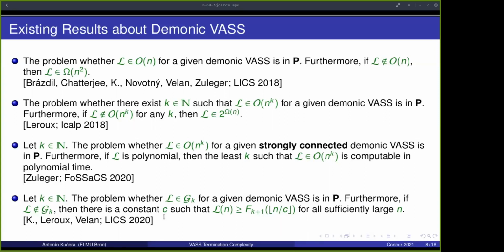Finally, there is a result saying that the problem whether the termination complexity of a given demonic class belongs to a given level of the Grzegorczyk hierarchy, GK, is solvable in polynomial time. And furthermore, if the termination complexity does not belong to the class GK, then it grows at least as fast as the generator f_{k+1} of the next class G_{k+1}. These results are rather encouraging. The considered problems are certainly not trivial, but still they are solvable efficiently in polynomial time.